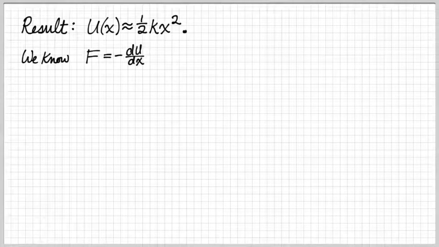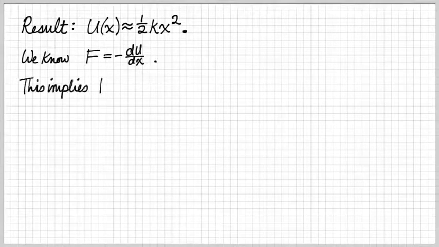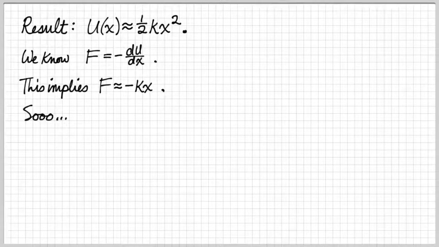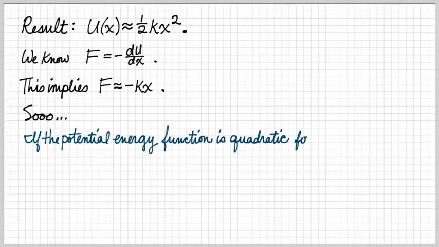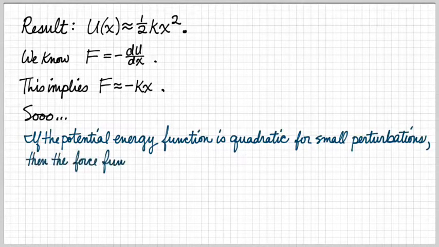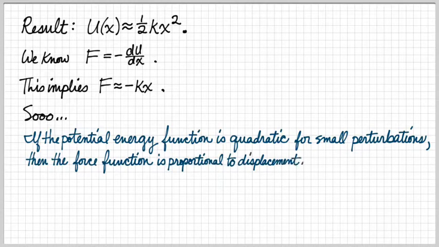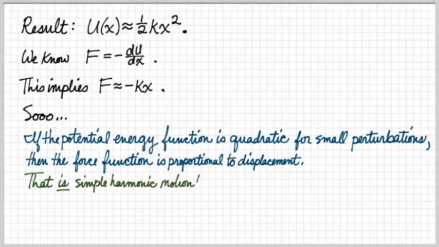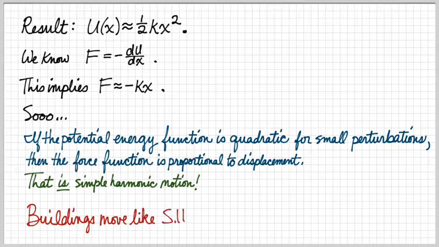We know that the force function associated to this potential energy function is F equals negative dU/dx, but this implies that F is equal to negative kx. The force is proportional to the displacement, and this is exactly how simple harmonic motion works. If the potential energy function is quadratic, which is what we have, then the force function is proportional to the displacement. This is exactly simple harmonic motion. Buildings move like simple harmonic oscillators.